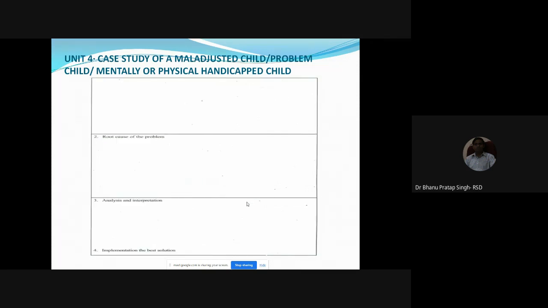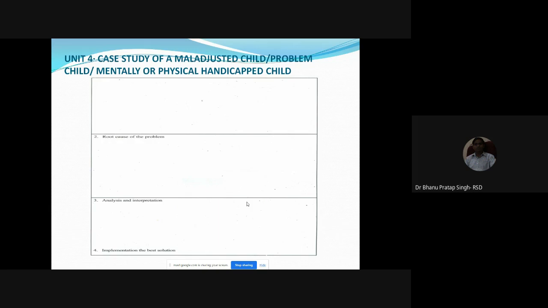Second is the root cause of the problem. Whatever you have observed by consultation with their parents, with their teachers, with their peer groups, with the society, try to understand, in whatever case you have taken, what is the root cause of the problem from which the child is suffering. And analysis: do the analysis based on the observations and identification of the root cause of the problem.